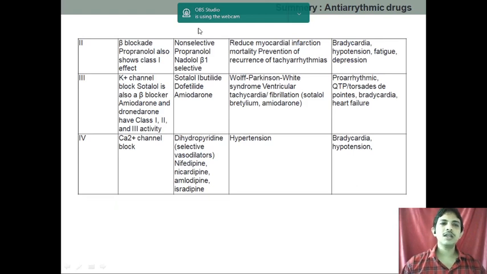Next is beta blockers, like propranolol. Propranolol is a non-selective drug and atenolol is a selective beta-1 blocker. Clinically they reduce myocardial infarction mortality and prevent recurrence of tachyarrhythmias. What are the adverse effects? Bradycardia, hypotension, fatigue, depression.